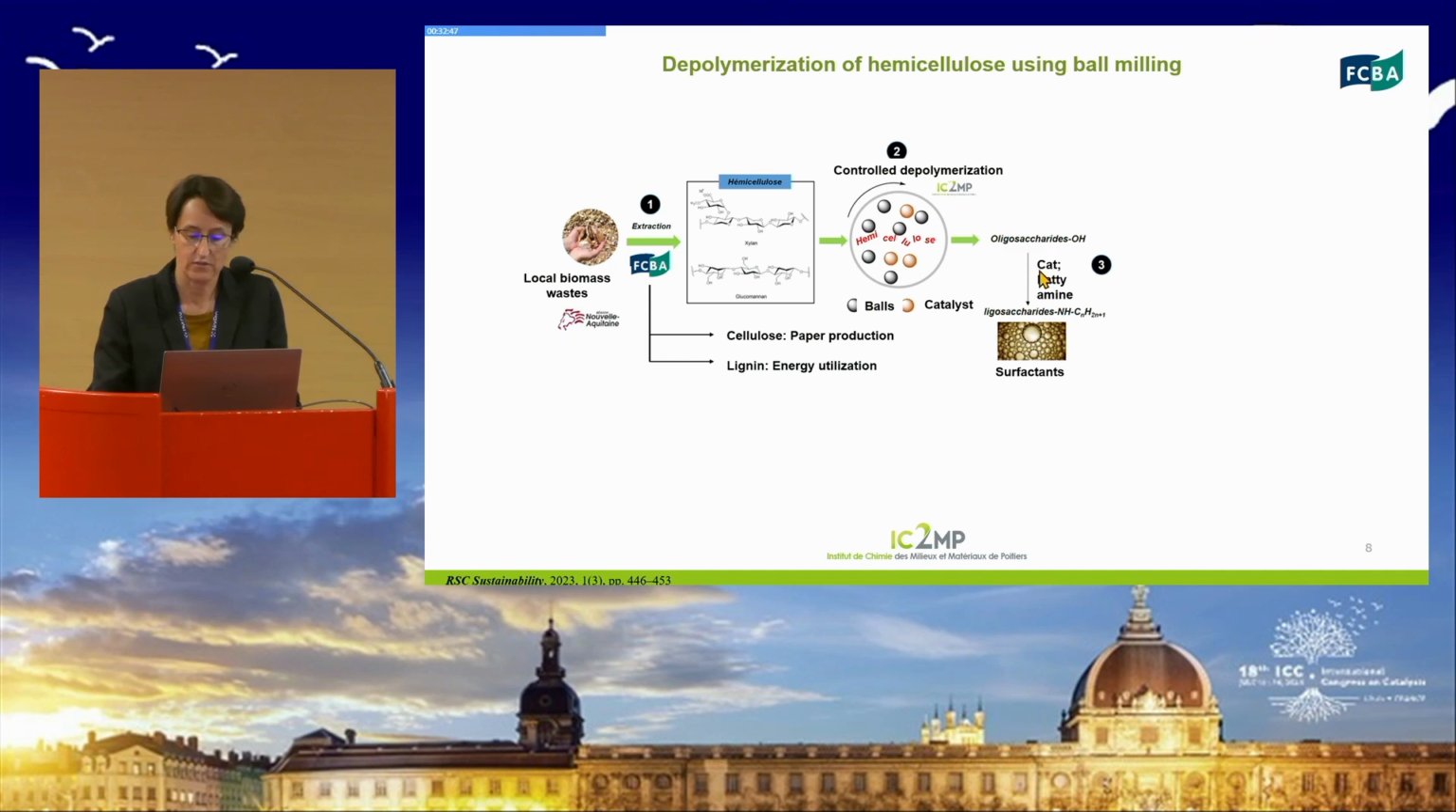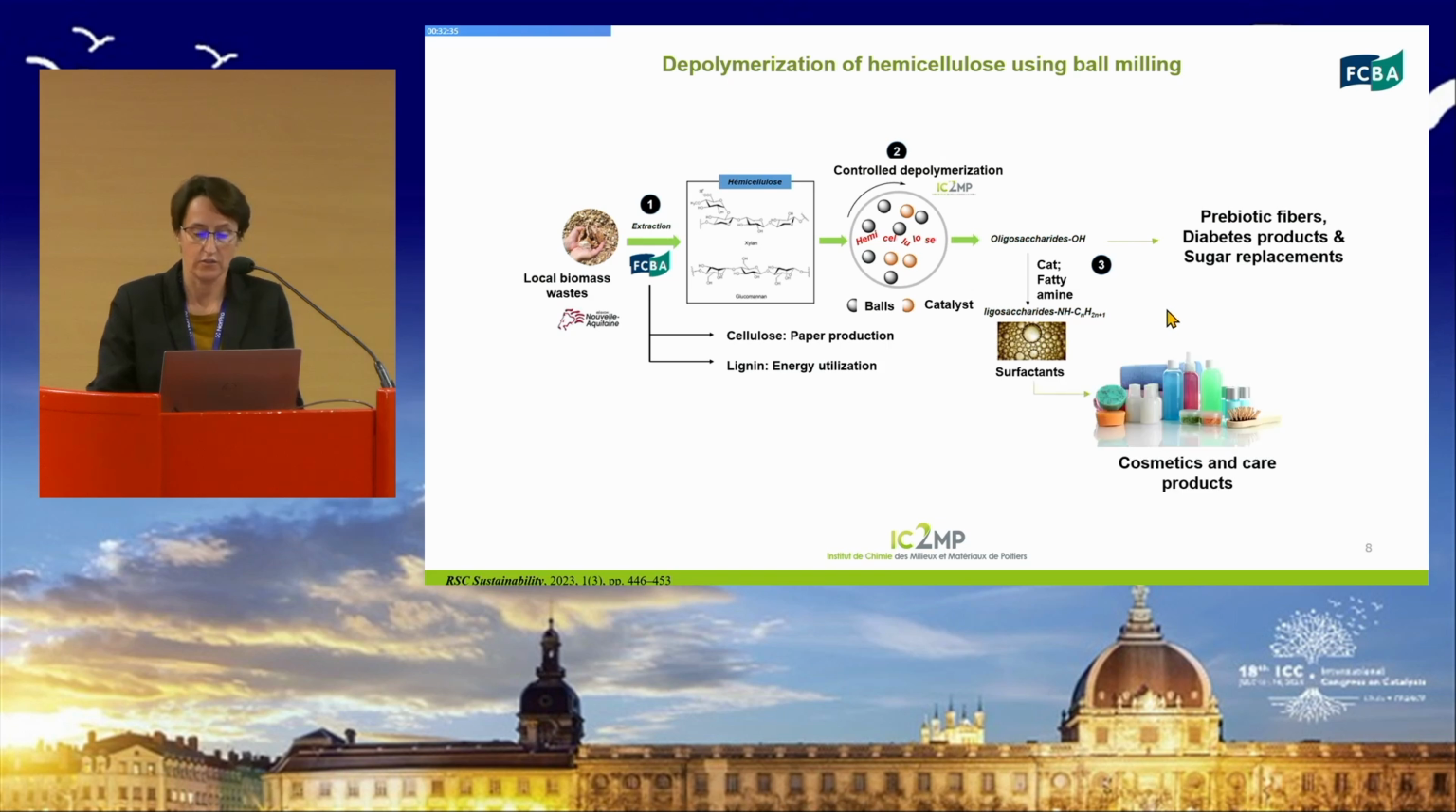And we obtain oligosaccharides. These oligosaccharides can be used as prebiotic fiber, dietary product, or sugar replacement, for instance. We have also done the amination reaction of these oligosaccharides in order to obtain cosmetics and care products. This last part I will not present today. I will just focus on the synthesis of oligosaccharides.